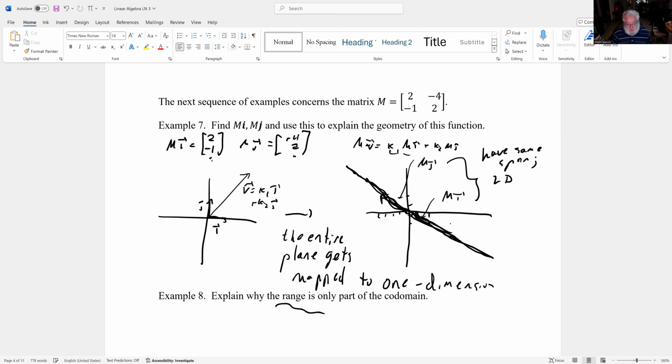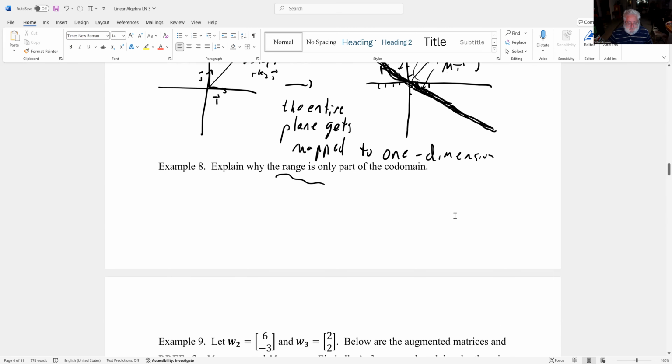Why is the range only part of the codomain? The range is this line. The codomain is the entire plane. Right? So if we take a vector that's not on that line, this vector would be a vector that's in the codomain but not in the range.